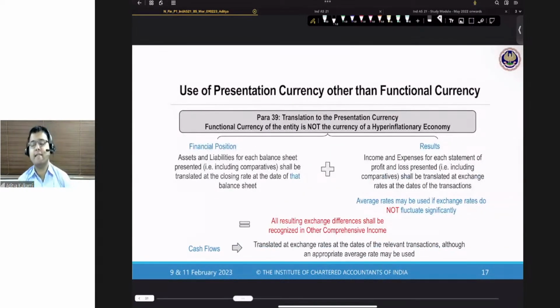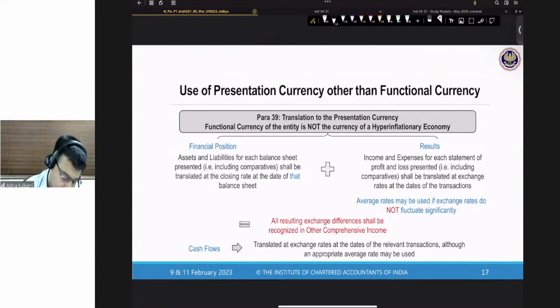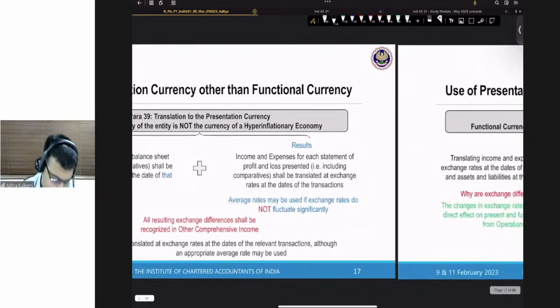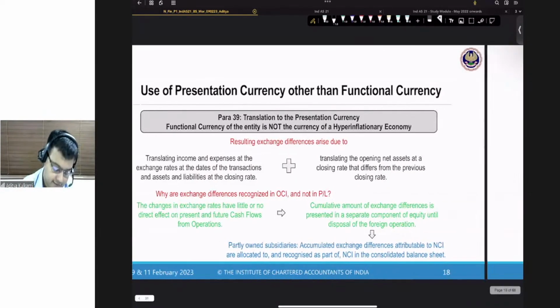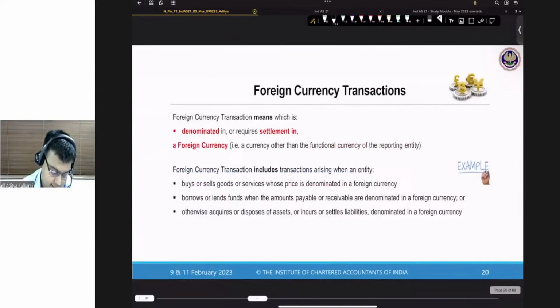Okay, so that takes care of functional as well as presentation currency. Okay, we'll look at the conversion details later on. But this is what it is all about.